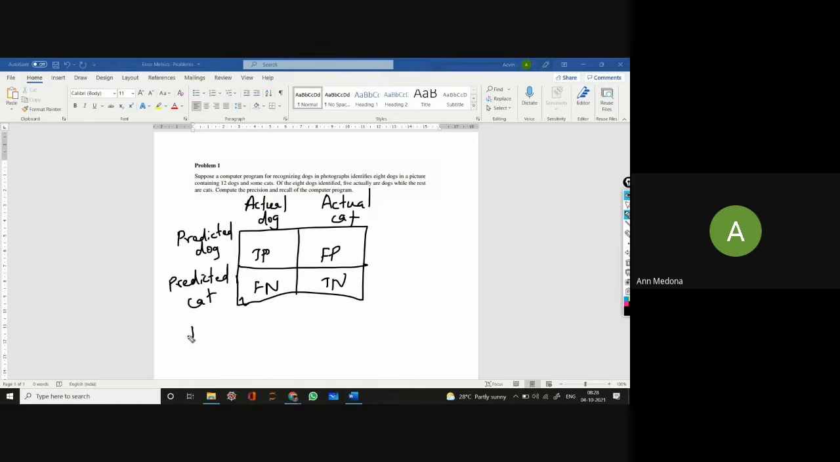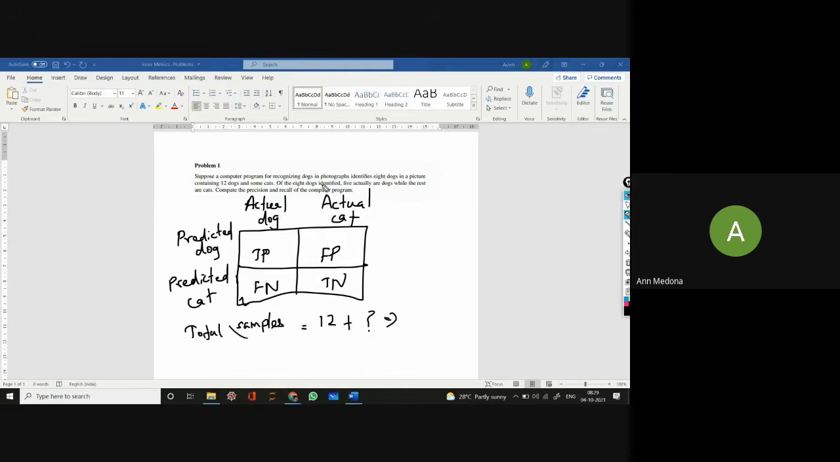So total samples, we do not know what the total samples given in our data is, because it is given that it is a picture containing 12 dogs plus some cats. We do not know the total number of cats. So we cannot say what the total number of samples is from the given data. So this data is incomplete. What are the remaining data given?